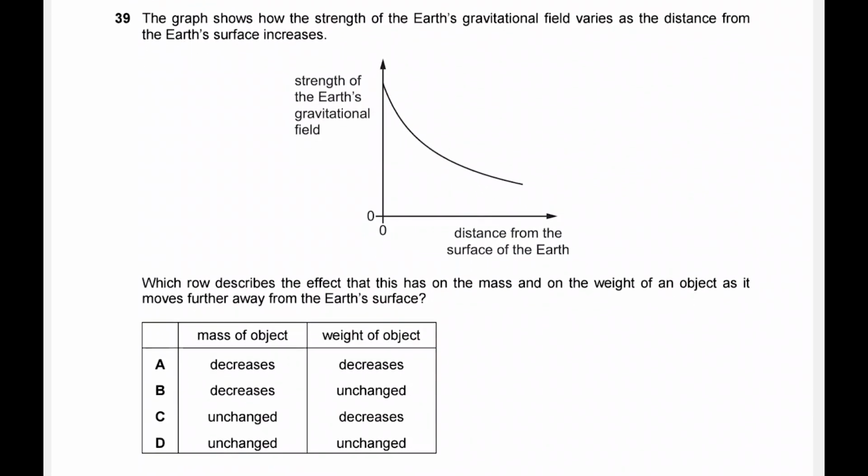39. The graph shows how the strength of the Earth's gravitational field varies as distance from the Earth's surface increases. Okay, as the distance increases, then the strength decreases. Which row describes the effect that this has on the mass and on the weight of an object as it moves further away from the Earth's surface? Mass, of course, will be unchanged, but as it moves further away from the Earth's surface, the gravitational field strength will decrease. Therefore, the weight of the object will decrease.